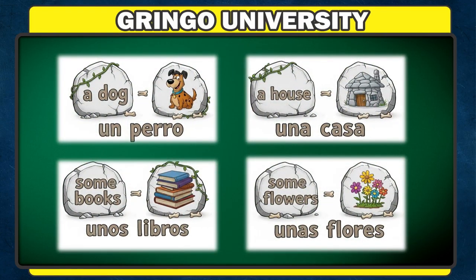Quick recap time. Oh, nice. Review mode on. Let's see it side by side. Look, a dog equals un perro. A house equals una casa. Some books equals unos libros. Some flowers equals unas flores. Hey, that's not too bad. Pretty similar. Exactly. Sometimes we're the same, sometimes Spanish just wants to watch you cry. Great, I'm both laughing and a little scared now. Perfect reaction. In the next slide, we'll do a quick test.